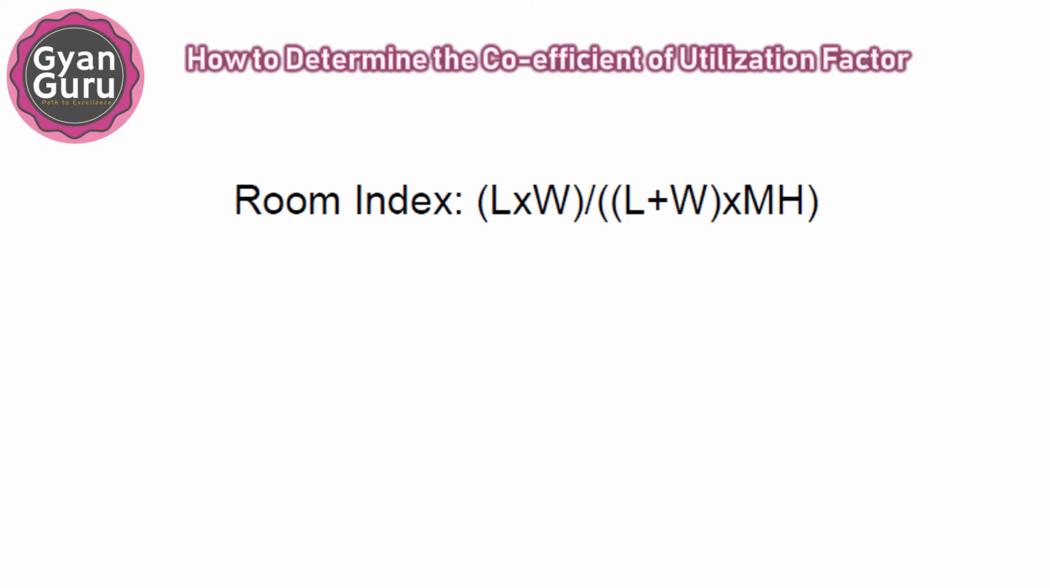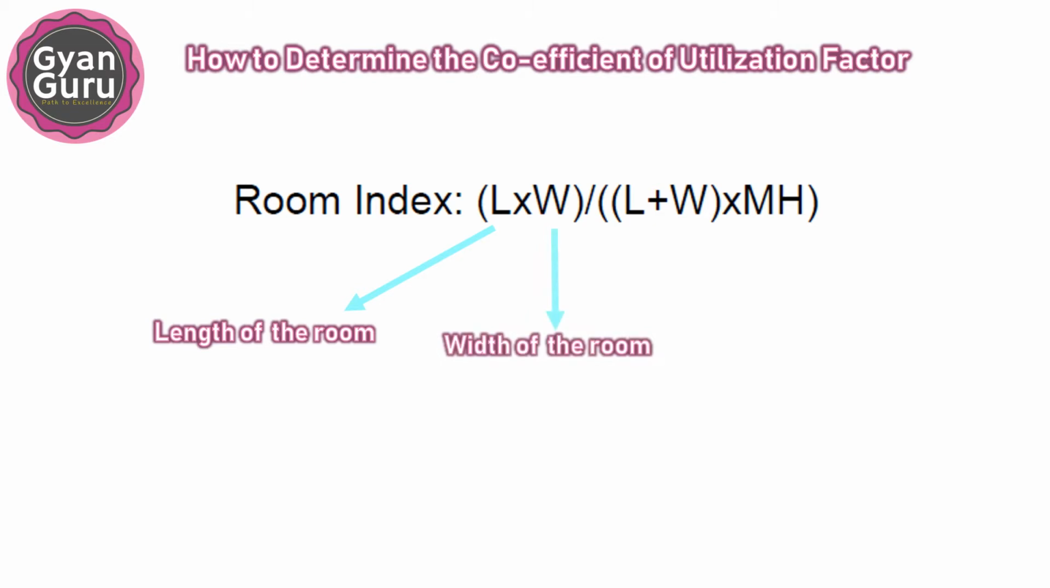Reflectance factors and room index are required to determine the coefficient of utilization factor. We will see later how both will help in determining the utilization factor. You can see here the formula for calculating the room index. Room index is a number that describes the ratios of the room's length, width and height of the luminaire. The coefficient of utilization table can be taken from the manufacturer for particular luminaires.